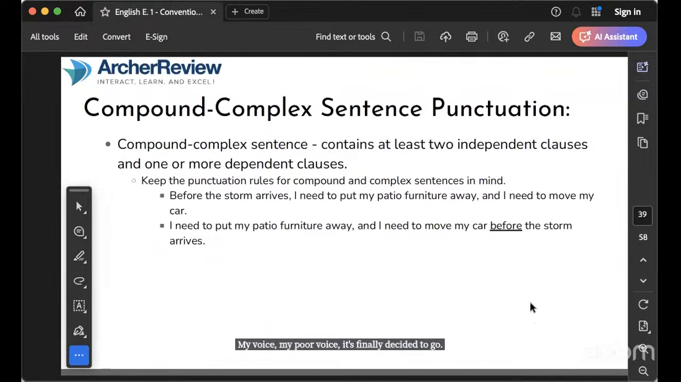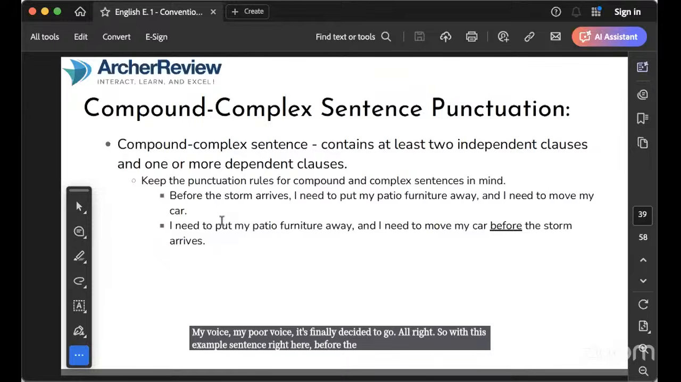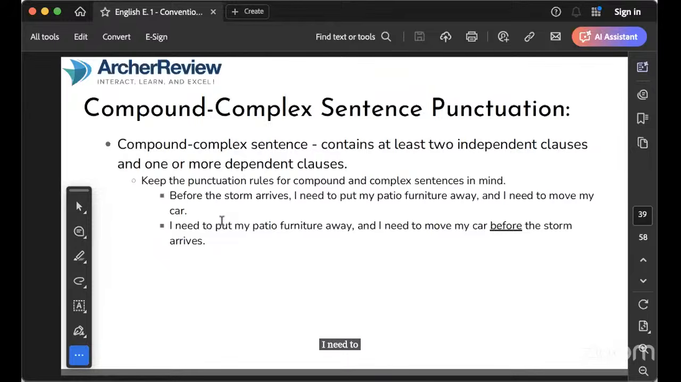All right, so with this example sentence right here, before the storm arrives, I need to put my patio furniture away and I need to move my car. So this first one right here, I'm going to highlight this.